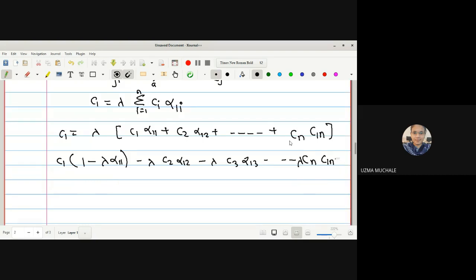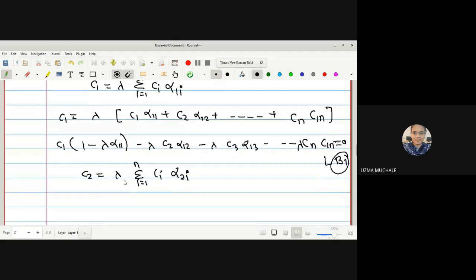Now as we have done the simplifications in the equation, this will be equal to 0. So we can rename this as some b1. Many simplifications we have done. The equation a1 is now converted to b1. In a very similar way, we can have the equation c2 is equal to lambda summation over i runs from 1 to n ci alpha 2i. Similarly, we can have another equation.